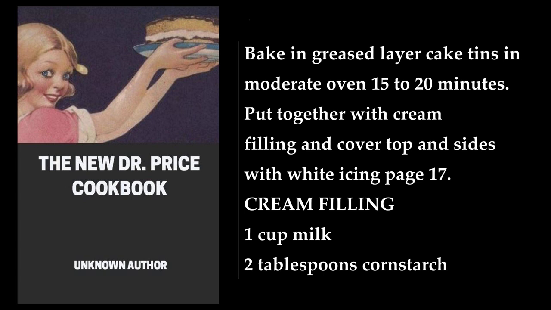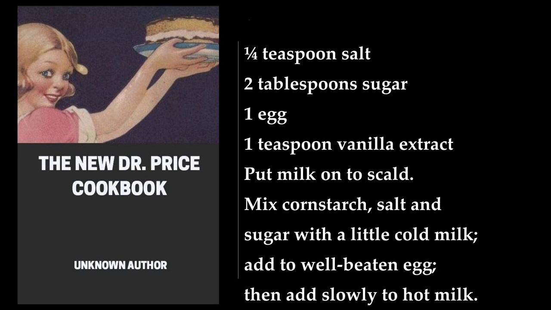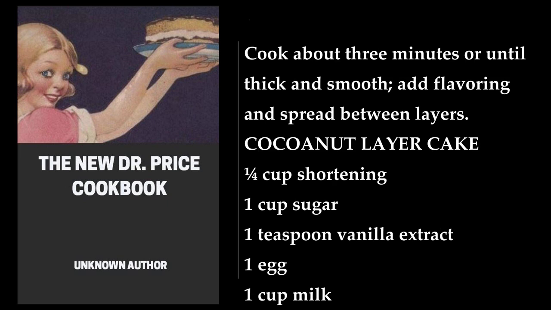Page 17. Cream filling. 1 cup milk, 2 tablespoons cornstarch, 1/4 teaspoon salt, 2 tablespoons sugar, 1 egg, 1 teaspoon vanilla extract. Put milk on to scald. Mix cornstarch, salt and sugar with a little cold milk, add to well-beaten egg. Then add slowly to hot milk. Cook about 3 minutes or until thick and smooth, add flavoring and spread between layers.